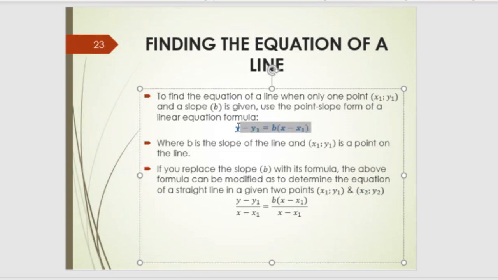So it means you will use this formula. We'll see when we do the activity how we can apply it. Now if you replace the slope b with its formula, the above formula can be modified to determine the equation of a straight line given 2 points, x1, y1, x2, and y2. What's happening here? I think here we're trying to derive that formula to say if I've got 2 points, how can we calculate that equation?